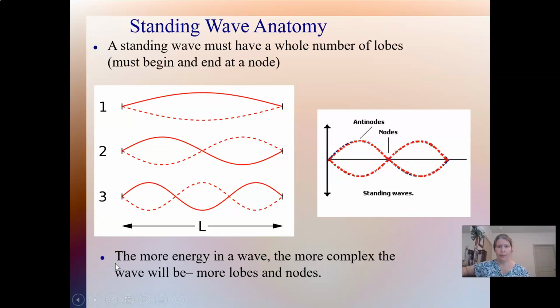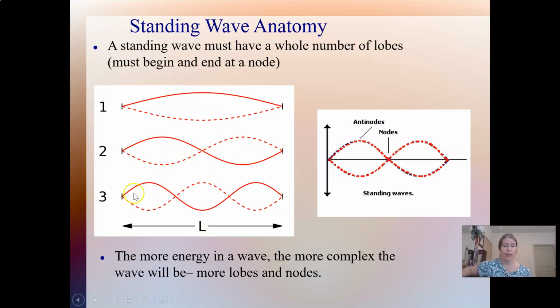So looking at a little standing wave anatomy, a standing wave has to have a whole number of lobes, or what's called antinodes. Or to phrase it a little differently, it must begin and end at a node. So you can have one antinode or lobe with two nodes, or you can have the entire wavelength. Remember, we measure from crest to crest for a wavelength, and that would require having two lobes and three nodes, one in the middle here.